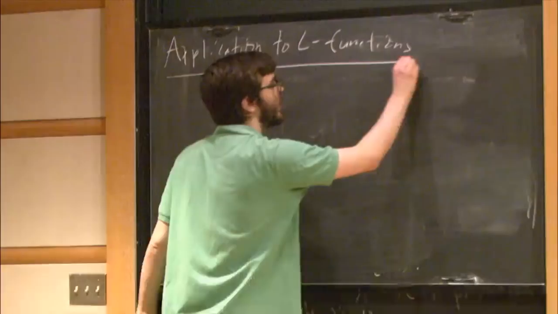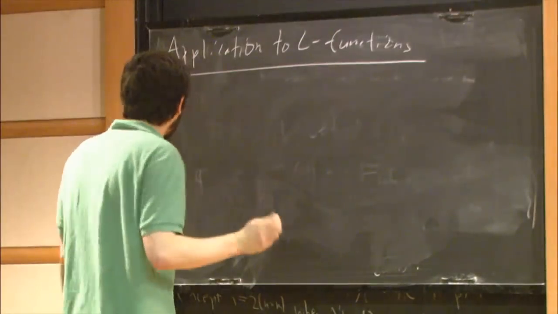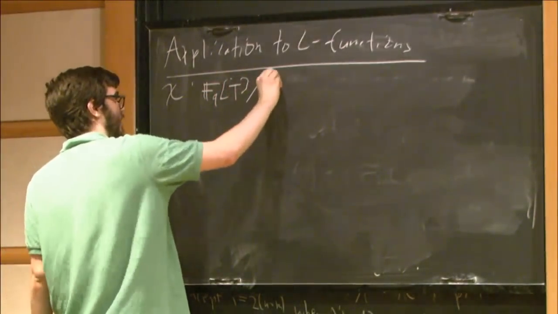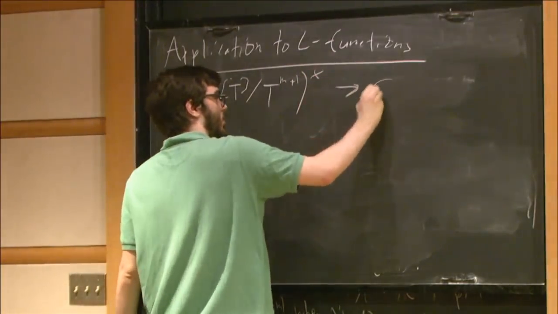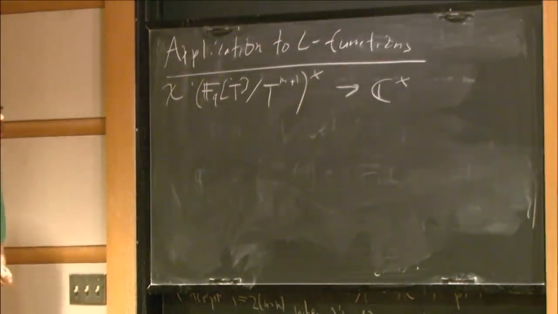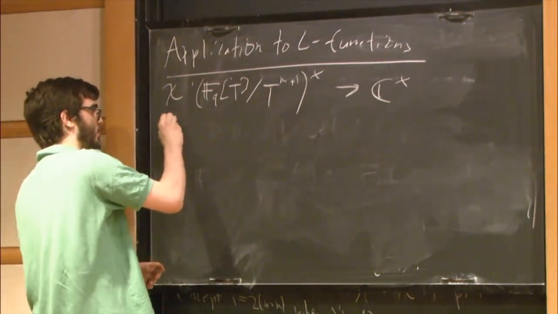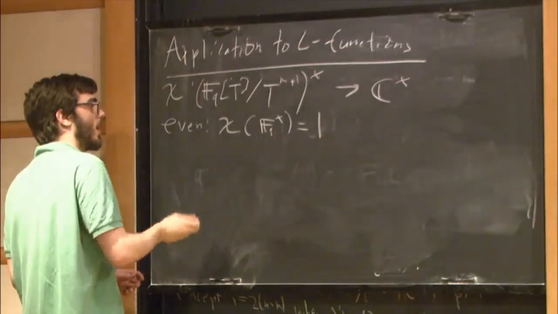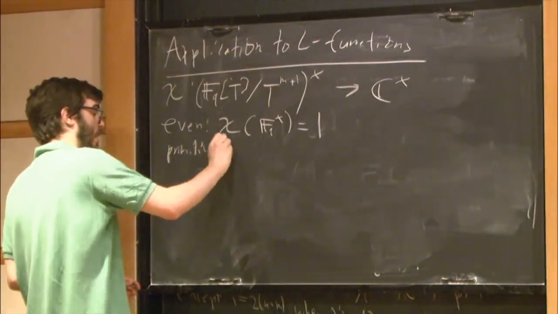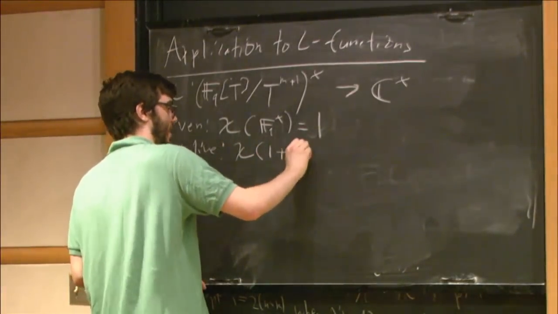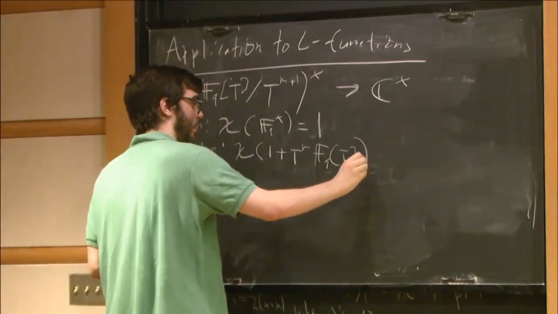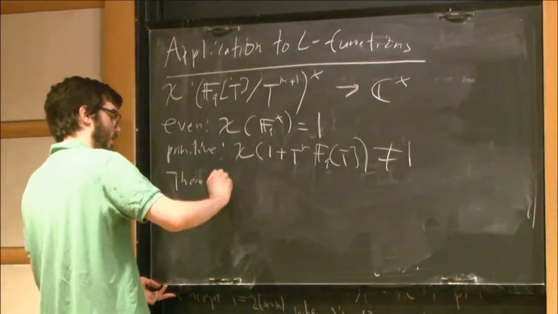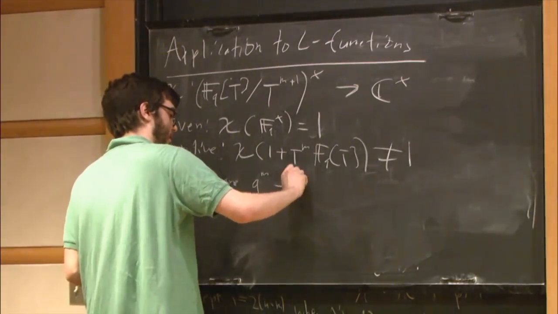But let me try and give the application, because this is quite cool. So we're going to take characters chi from F_q adjoin t mod t to the m plus 1. We're going to work with basically Dirichlet characters over F_q adjoin t, which have two special properties. They're even, meaning chi restricted to F_q cross is trivial. And they are primitive, meaning that chi on 1 plus t to the m F_q[t] is not trivial. And then it's not too hard to calculate that there are q to the m minus q to the m minus 1 such chi.